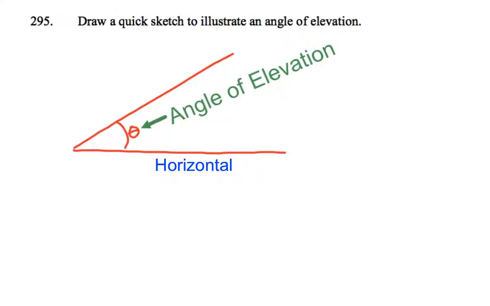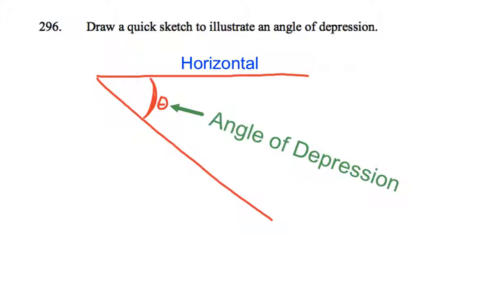Quick sketch to illustrate the angle of elevation. Now the angle of elevation goes up from the horizontal, so it looks a bit like that. Draw a horizontal and draw an angle that's going up and put a little label on it. Angle of depression goes down from the horizontal, so that's what it looks like there.